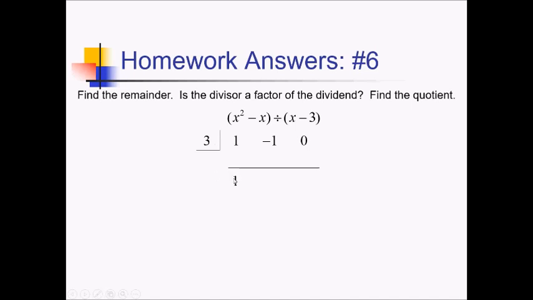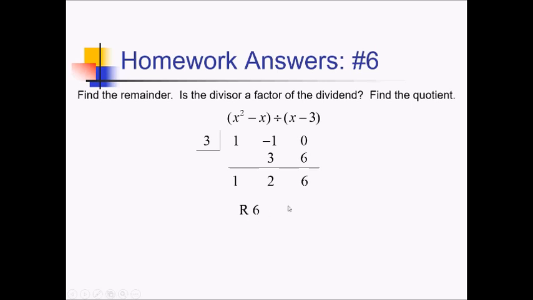multiply our box number by the bottom row. That'll give us our second row. So 3 times 1 is 3. Now we add the top two rows to get the bottom row. Negative 1 plus 3 is 2. 3 times 2 is 6. 0 plus 6 is 6. That last number down there is the remainder, which is 6.